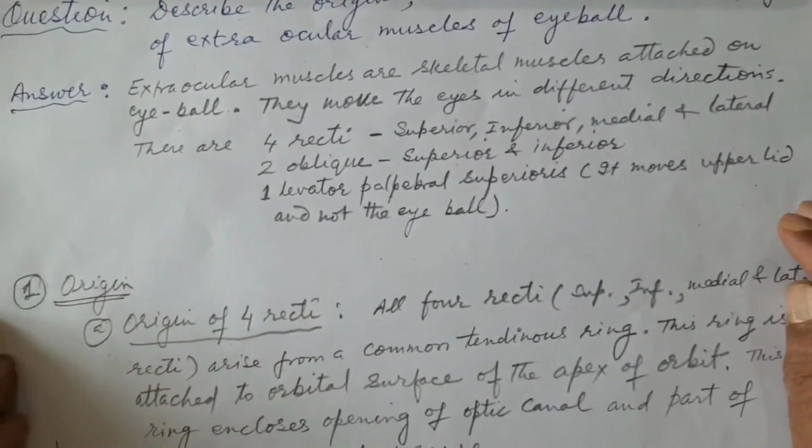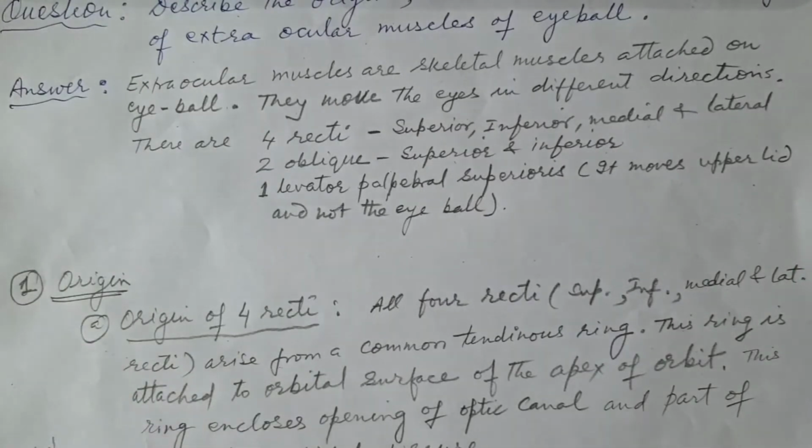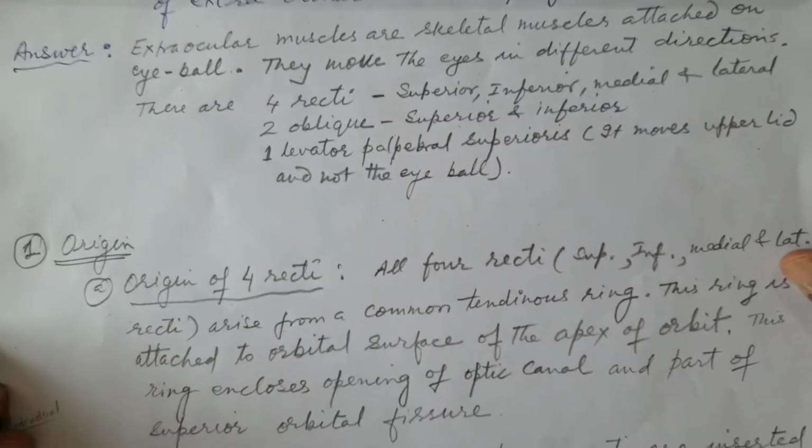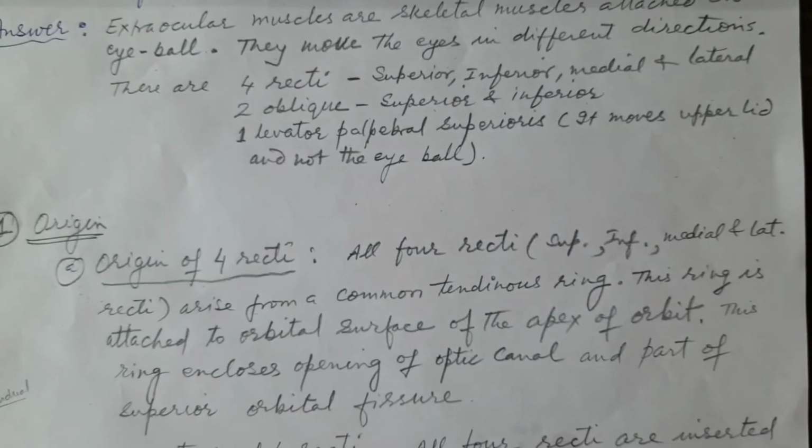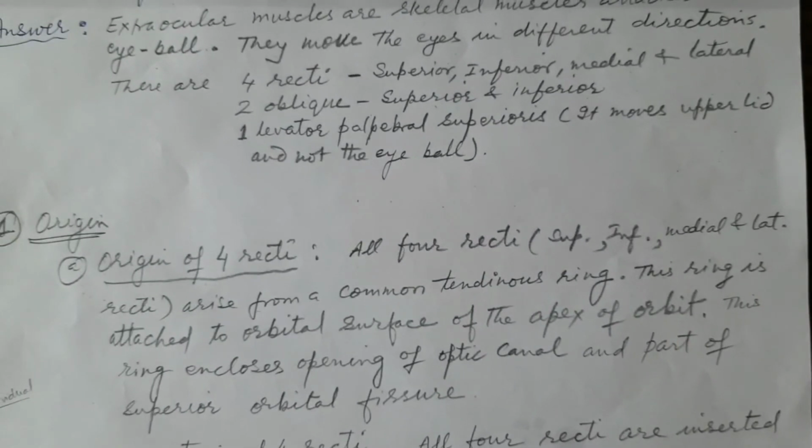Now, before we go to the origin of the muscles: the origin of these four recti muscles is from a fibrotendinous ring, or common annular tendinous ring. All four recti, the superior, inferior, medial and lateral, take origin from this tendinous ring, and this ring is attached to the orbital surface at the apex of the orbit. I will show you in a diagram where the apex of the orbit is located.